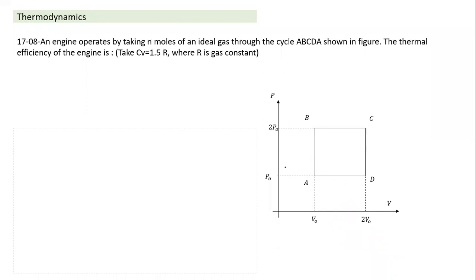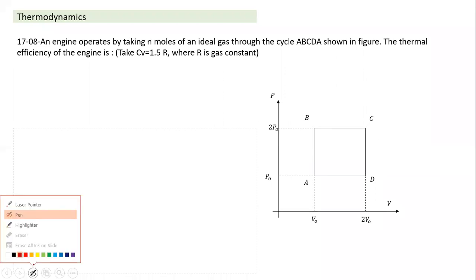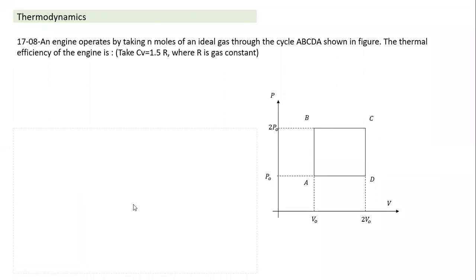Okay. One question on general calculation of efficiency of a heat engine. A heat engine operates. This is not a Carnot engine, but the principle I think we discussed yesterday. How do we calculate the efficiency of any heat engine? A heat engine operates taking n moles of ideal gas through this cycle. This is the cycle here. It is on a PV diagram. It means all four steps are constant volume and constant pressure processes. What is the thermal efficiency of the engine?